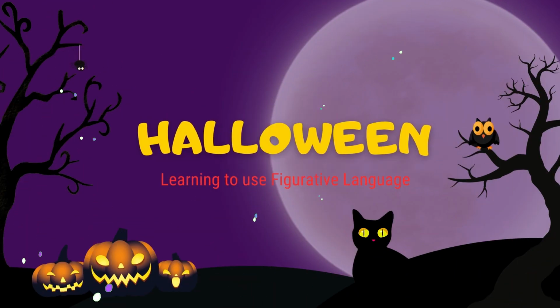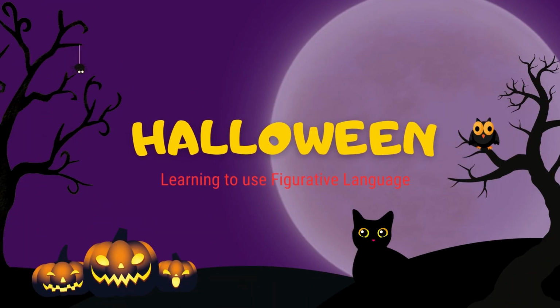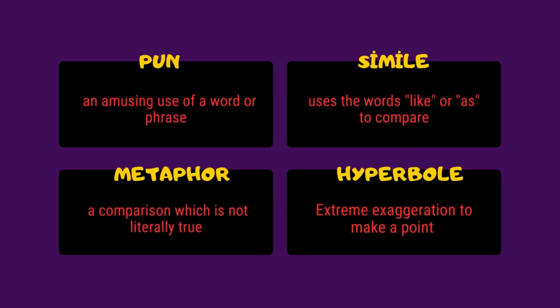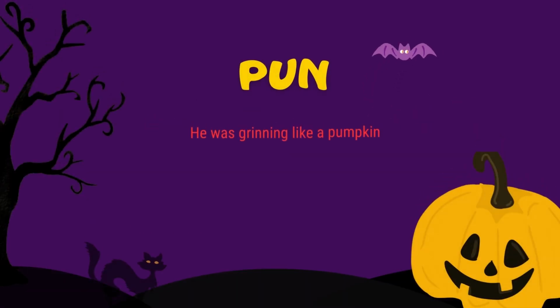Learning to use figurative language. Pun: an amusing use of a word or phrase. Simile uses the words "like" or "as" to compare. Metaphor: a comparison which is not literally true. Hyperbole: extreme exaggeration to make a point.